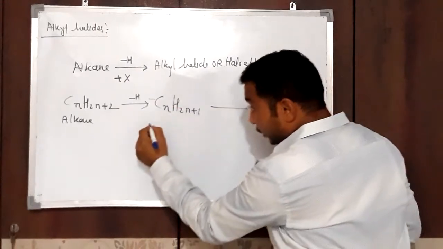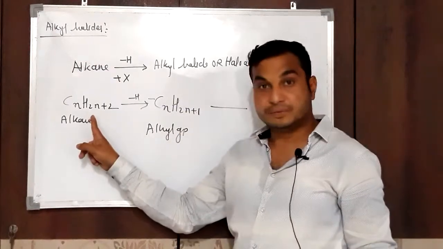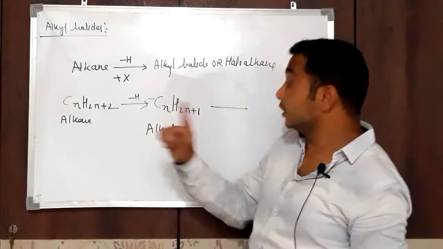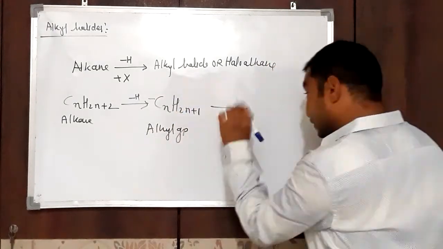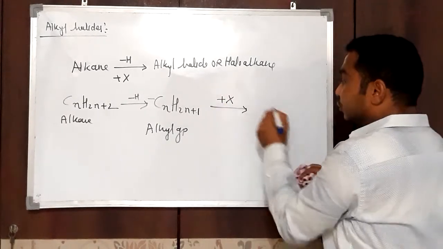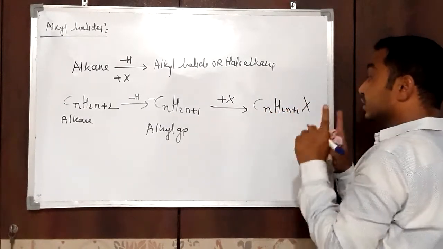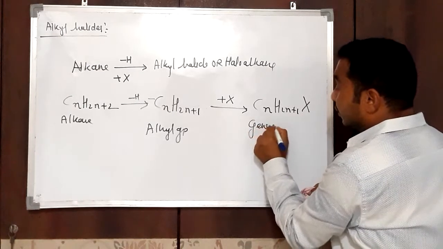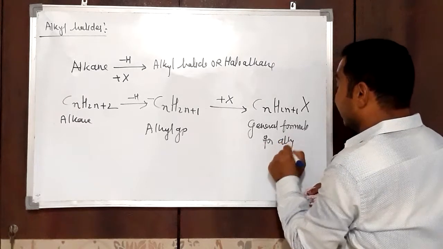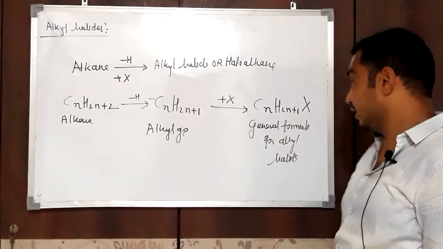And then this is the alkyl group. Its name is alkyl group because if I remove one hydrogen from an alkane, whatever part remains is called the alkyl group. Remember, alkyl group. Then after removing one hydrogen, I attach one halogen atom instead of that hydrogen. So it gives CnH2n+1X. This is the general formula for alkyl halide.